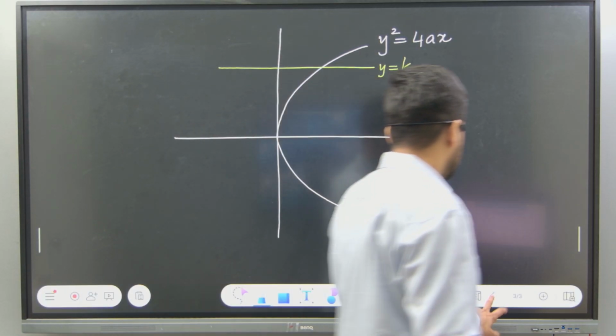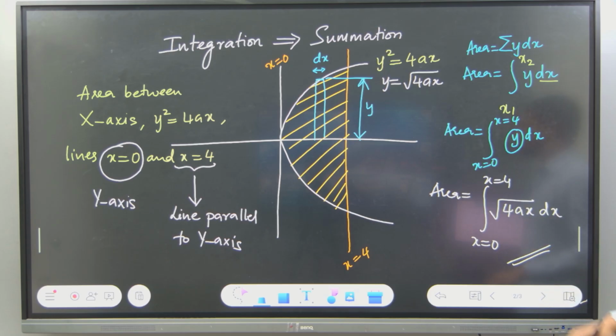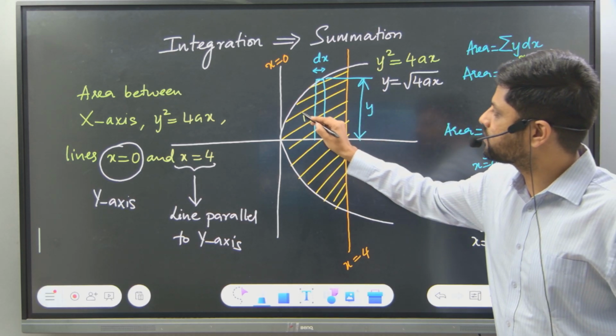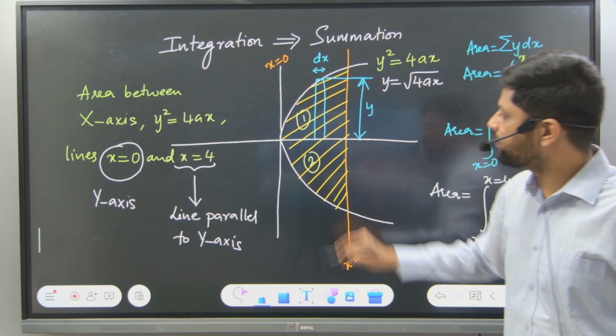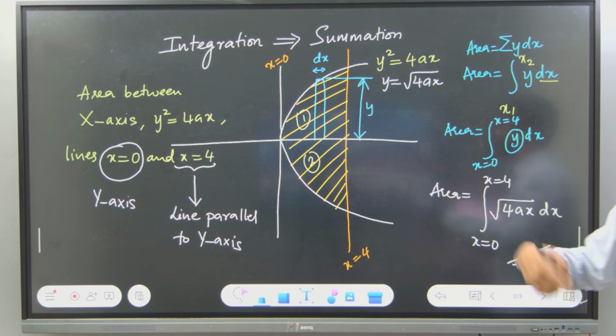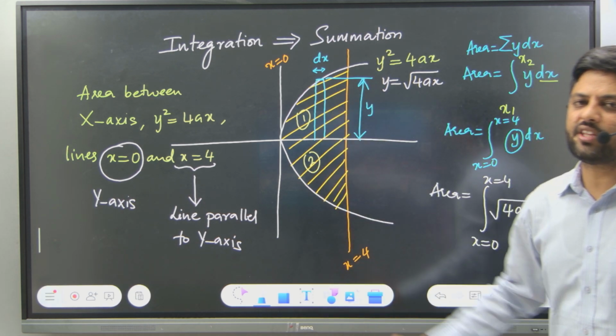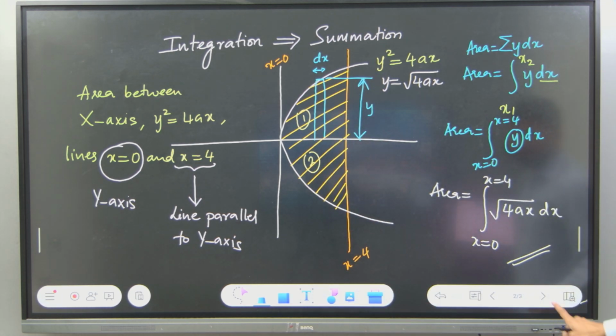Only one thing differs from the previous one: whatever answer you get, you should double it. Why double? Because there are two areas. So the required area is whatever answer you get into 2, because you are getting only one of the areas. So you should multiply it by 2 later on.